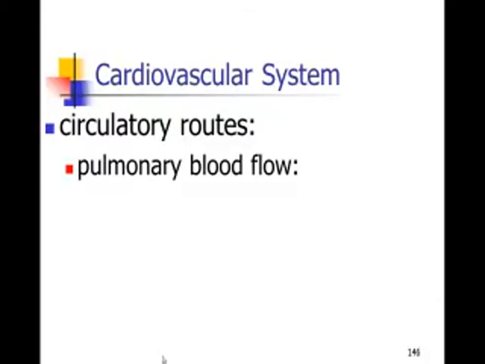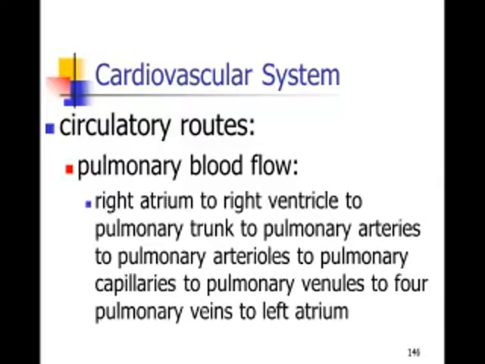So, circulatory routes. This is pretty much straight anatomy. Remember, there were two systems: the pulmonary blood flow and the systemic. We'll start with the pulmonary. And this is a little bit on the dry side, but this is something you're going to need to know for your exam, so you should be paying attention to this.